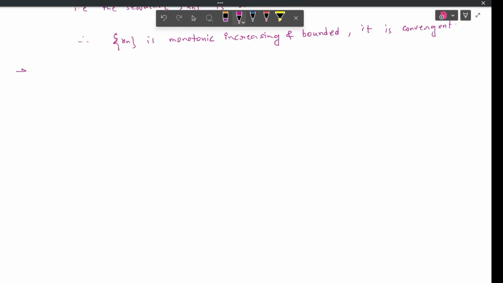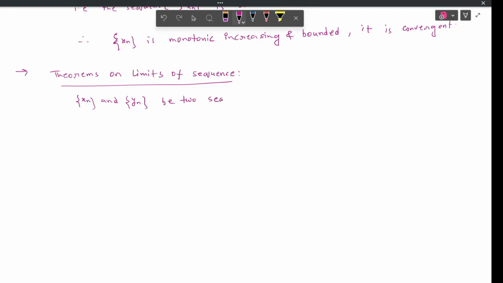So moving forward, we have theorems on limits of sequence. Okay, let us say xn and yn be two sequences such that limit n tends to infinity xn is a, and limit n tends to infinity yn is b.